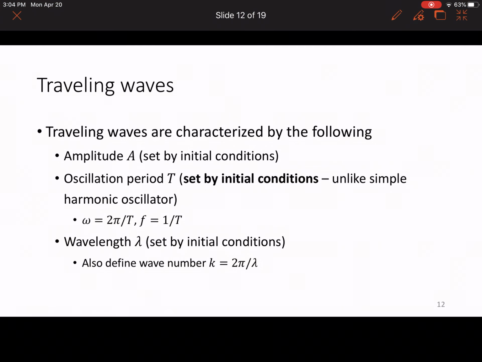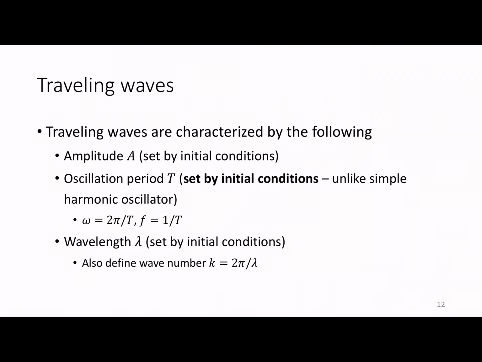Okay, so that's the wave equation. Now in that wave equation, there were a few different variables that I defined. We kind of want to discuss what they mean. So 3 of them are very similar to what we've seen before. Amplitude A is how big the wave is.